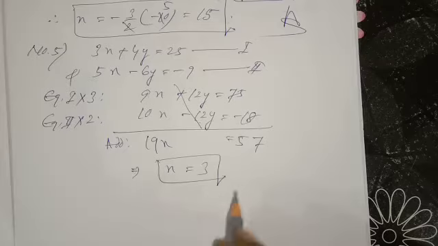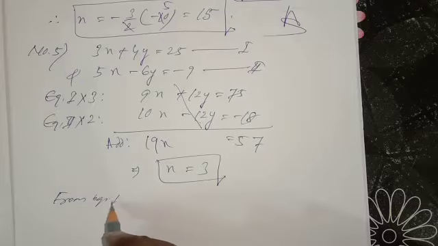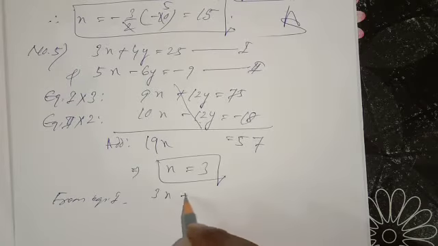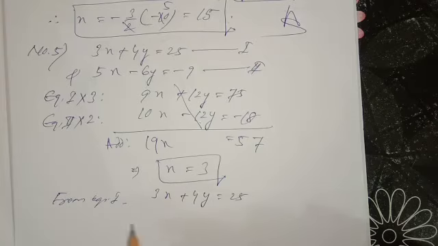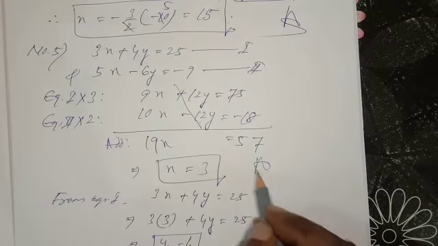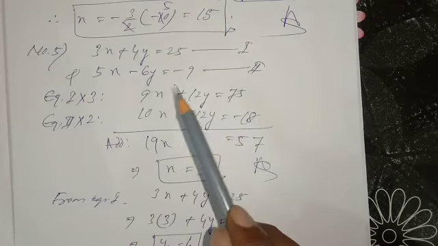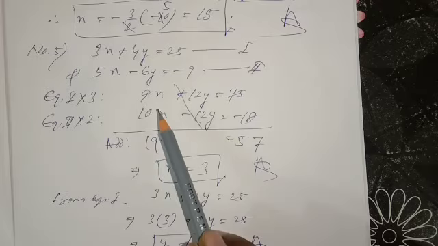Now putting the value of x in equation 1: 3x plus 4y is equal to 25. That means 3 times 3, which is 9, plus 4y is equal to 25. Therefore y will be how much? You have to subtract 25 minus 9. That will come 16. 16 by 4 means 4. So y is equal to 4. In this way you get the values of x and y for number 5 by solving with the elimination method.